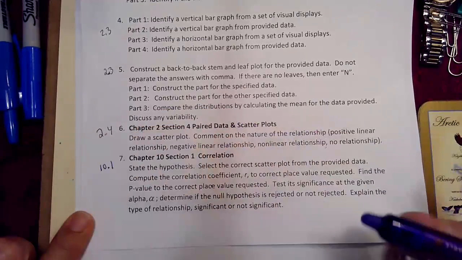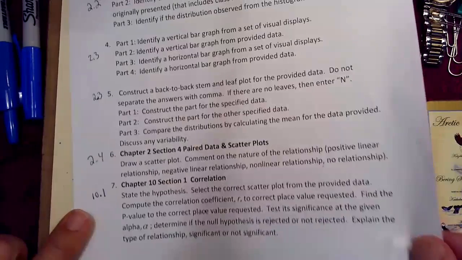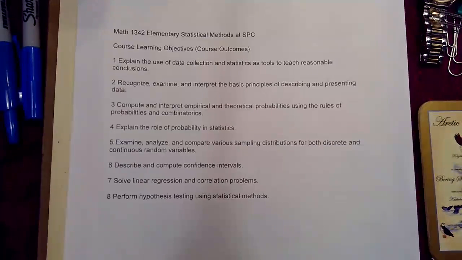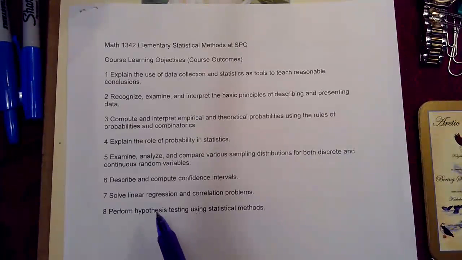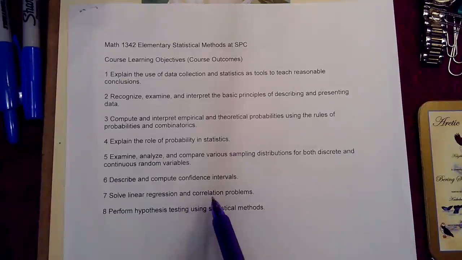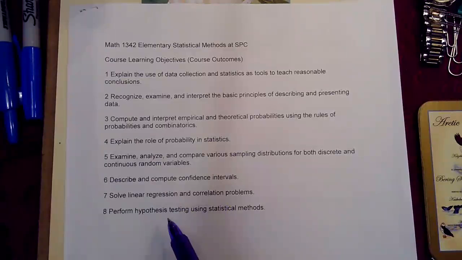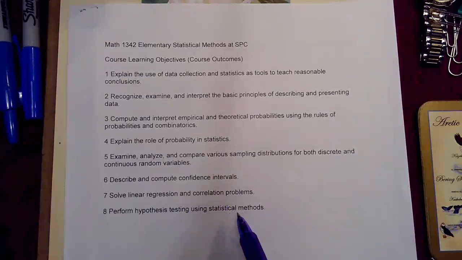Then with your course, down here we have our SLOs, the course outcomes that are listed in your syllabus. This relates to solving correlation problems, and we're also performing hypothesis testing. We're doing a two-tailed test using our graphing calculator, and we're using statistical methods. So that covers that section there.